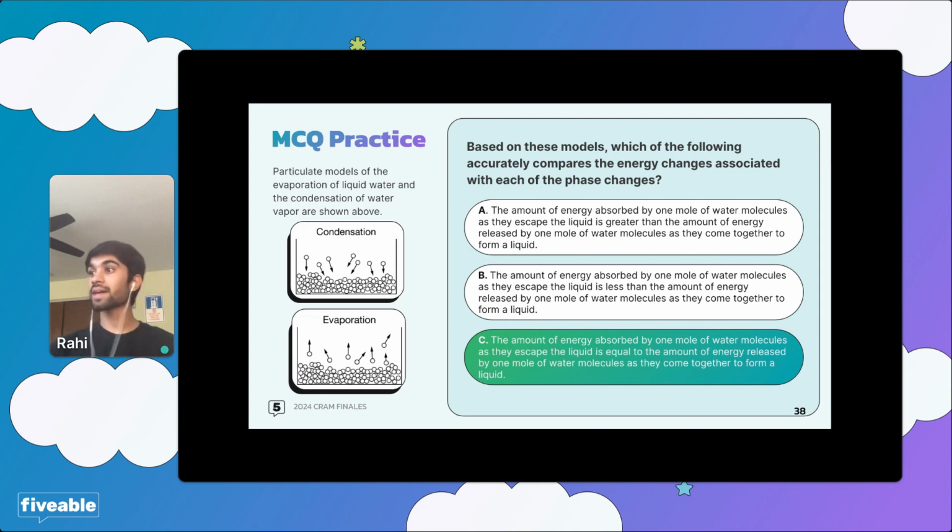Enthalpies of formation and such, enthalpies do go both ways. They do, and that's important to know, right? These things are equivalent going both ways. So the amount of energy that is absorbed by 1 mole of water molecules as they escape the liquid will be the amount of energy released. However, notice that absorbed and released are important, which means the signs of the delta H's will be different.